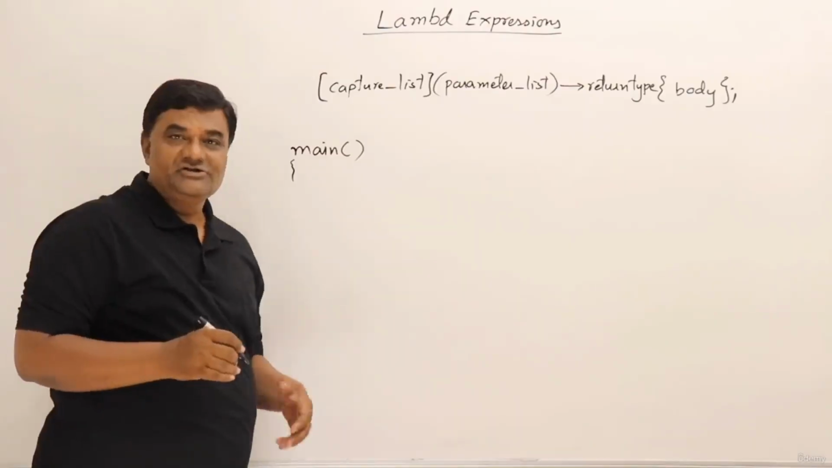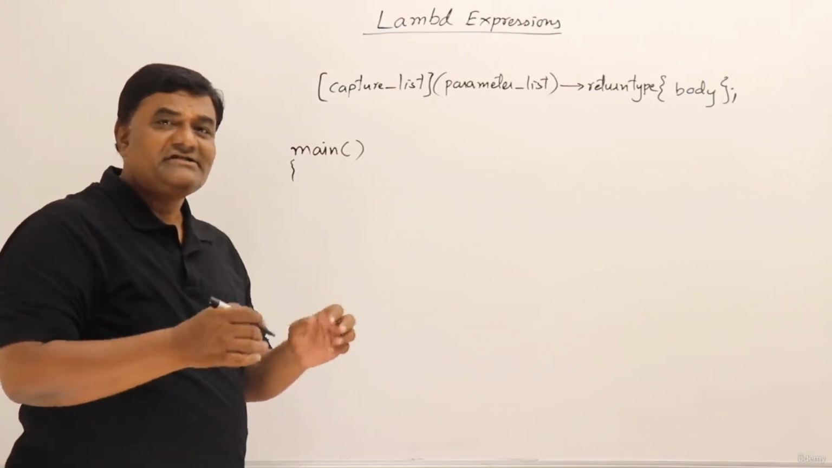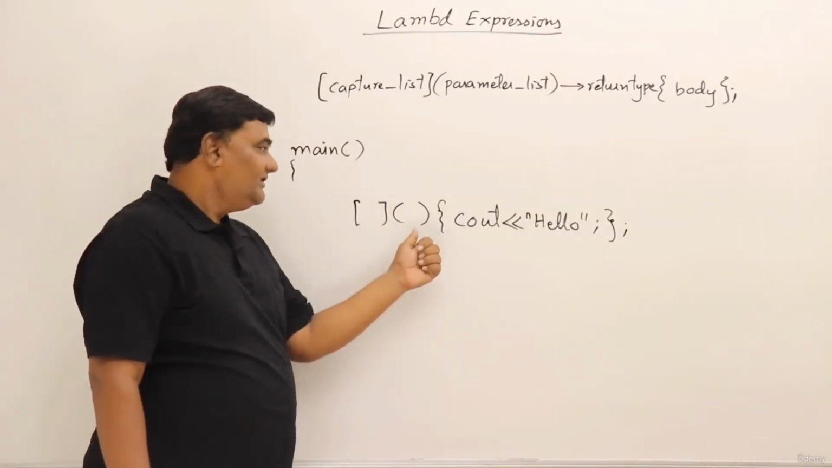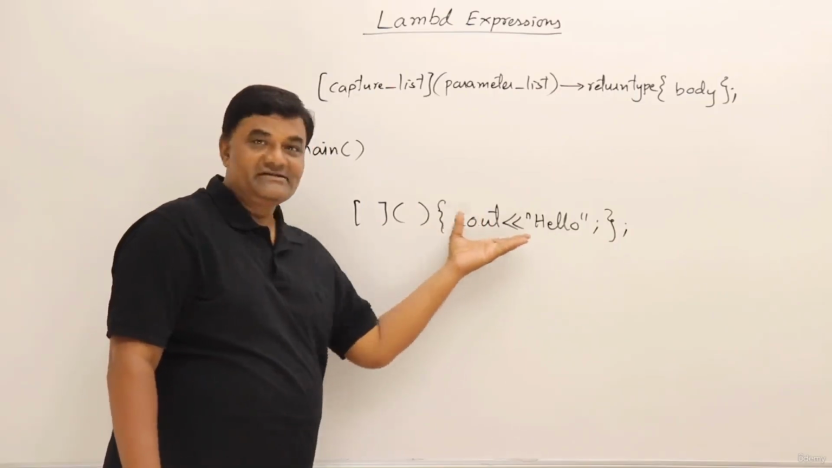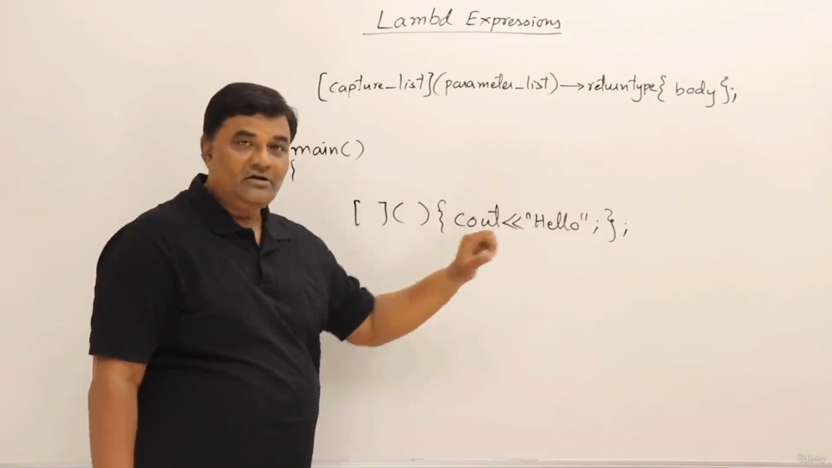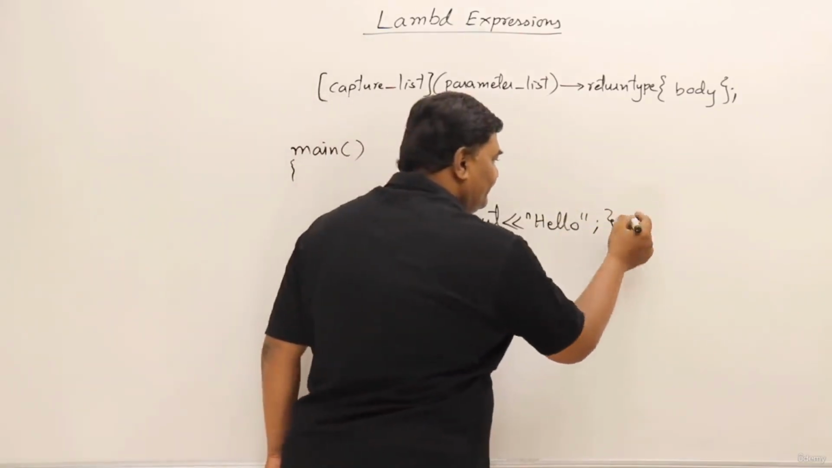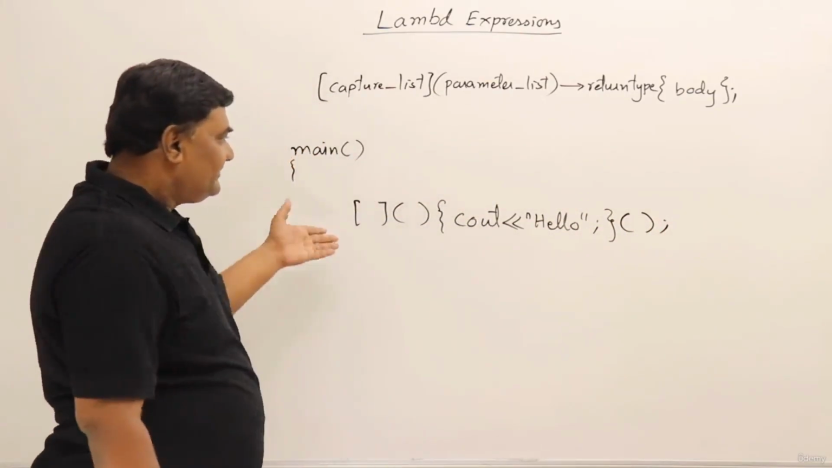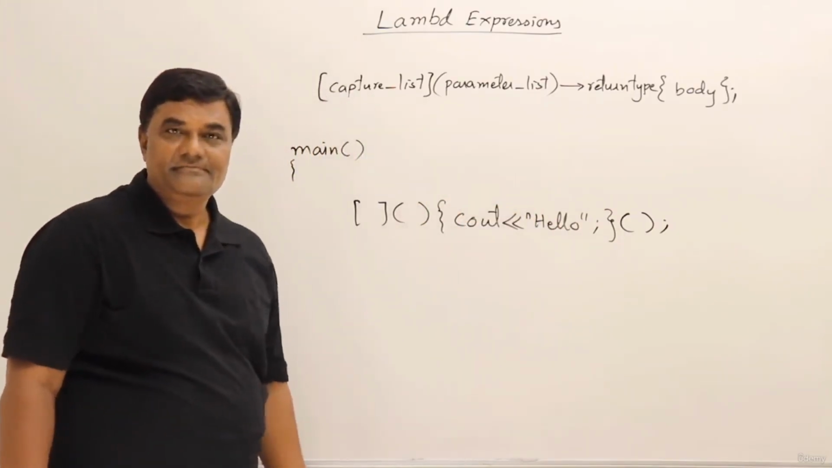Now inside the main function I want to write one unnamed function and also call it that will just display hello. Let us write it. There is nothing in capture list, there are no parameters, and this is the body that is displaying hello and end of the definition. Now how to call? So I can directly write brackets here for calling this function. So this will define the function as well as call the function.